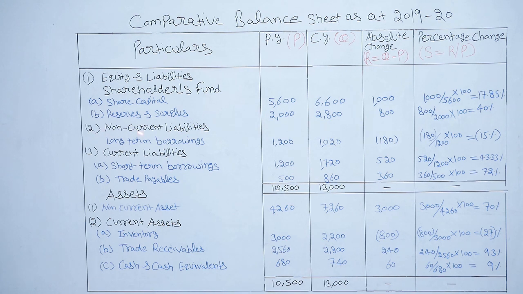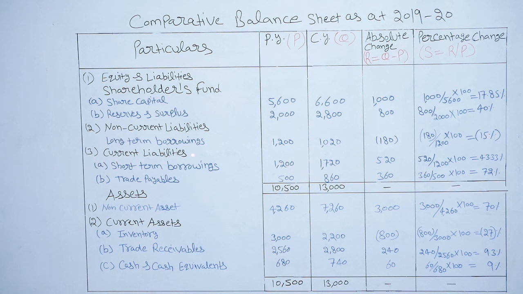Next head is non-current liabilities. Under this, long-term borrowings. Previous year long-term borrowing is 1,200, current year borrowing is 1,020, and now we have to calculate absolute change. How do we calculate? Current year minus previous year. 1,020 minus 1,200, then we get negative 180 as absolute change. Now we have to calculate percentage change. What is the formula? Absolute change divided by previous year into 100. Absolute change is negative 180, previous year is 1,200 into 100, then we get 15% negative.